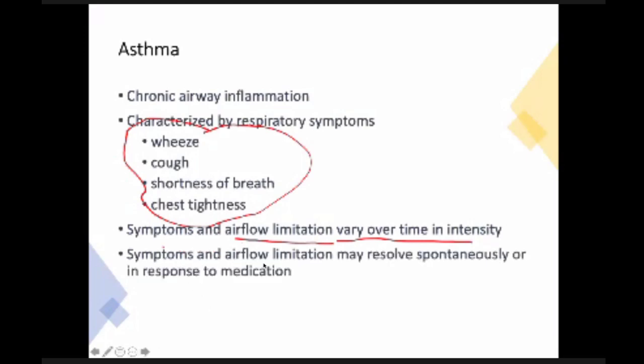These symptoms and airflow limitation may resolve spontaneously or in response to medication. When you give correct medication, they feel better, the symptoms disappear. Also, sometimes without any medicines they feel better because there is a spontaneous resolution of the symptoms, which we call a remission. So, asthma is a chronic disease, it's an inflammatory disease, and there are remissions and exacerbations.